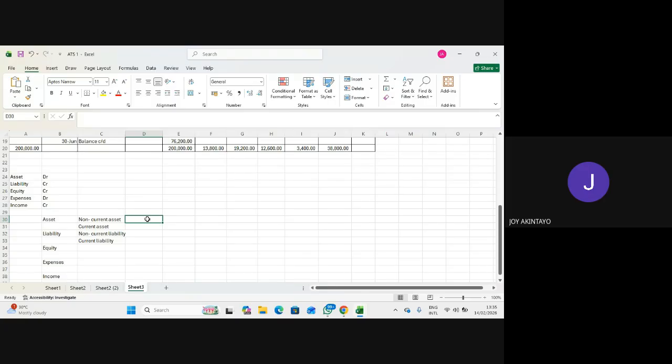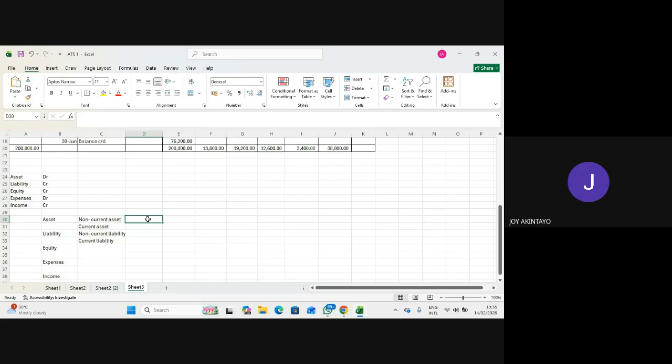To sum everything up, we have property, plant and equipment, which combines land and building, furnitures and fittings, equipment, motor vehicle and others. You combine everything, and the name given to them is property, plant and equipment.